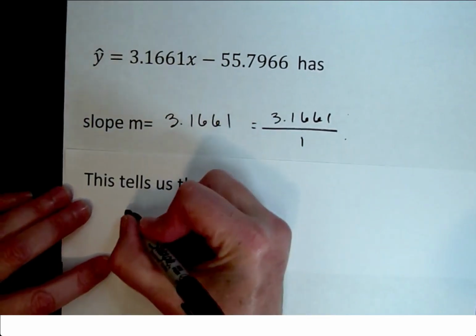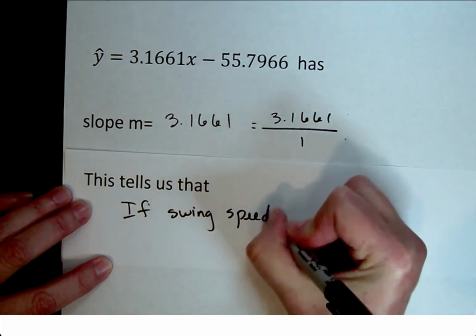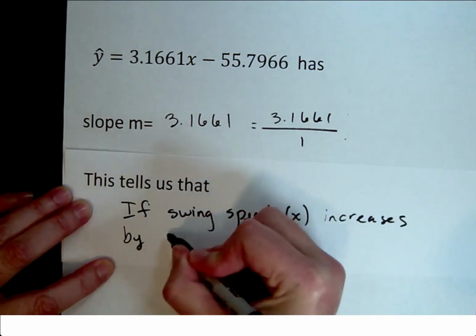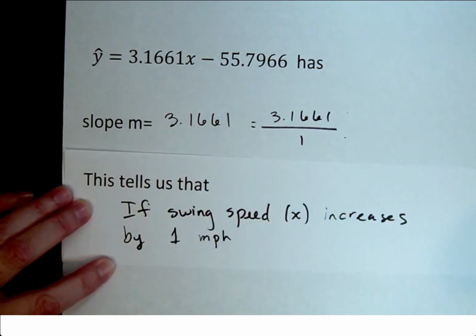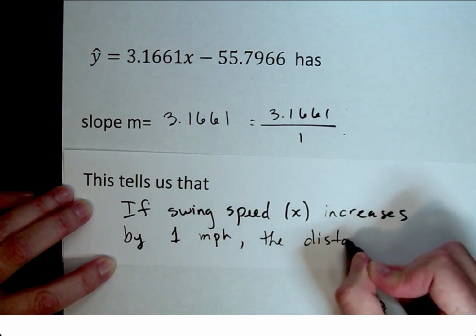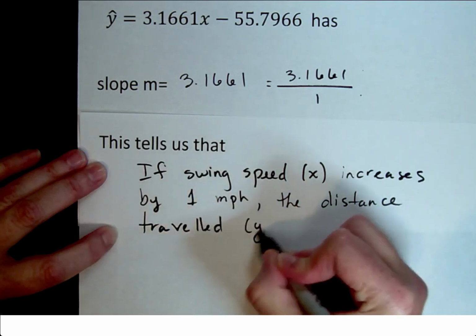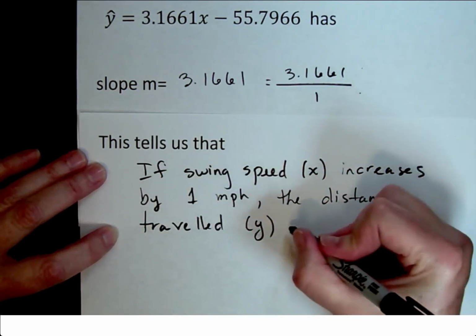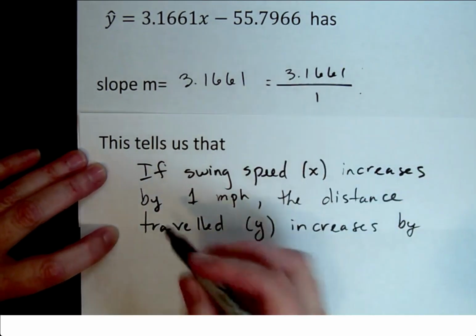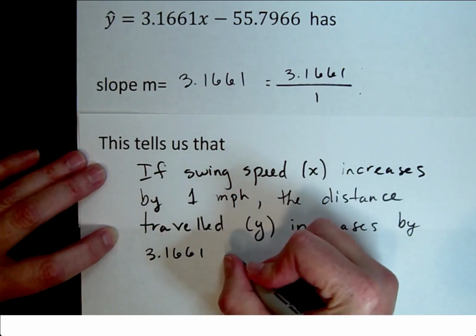So this slope tells us that if the club swing speed, I'll just call it swing speed, remember that's our x, increases by 1, and these were measured in miles per hour, so if that increases by 1 mile per hour, the distance traveled, right, because our y values represented distance traveled, increases by 3.1661, and distance was measured in yards.